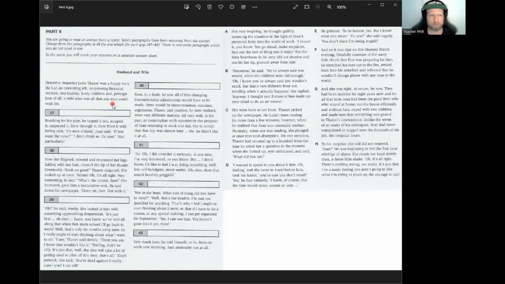He had an interesting job, no pressing financial worries, two healthy, lively children, and perhaps best of all, a wife who was all that any man could wish for.